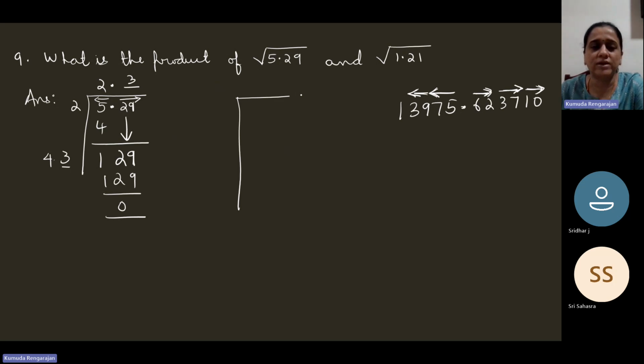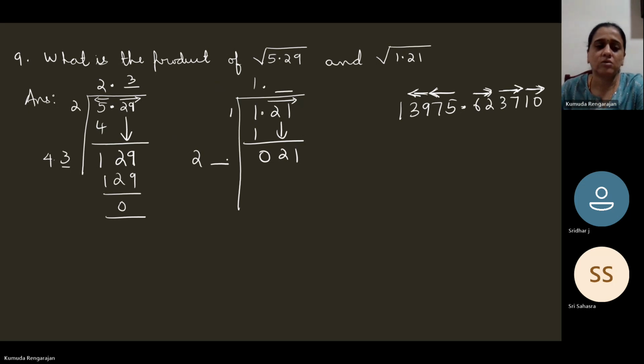Similarly, you'll have to find for 1.21. Yeah. 1 is 1, 0. Decimal point. 2 1 comes down. Double the quotient. 1 1. So 21 0.